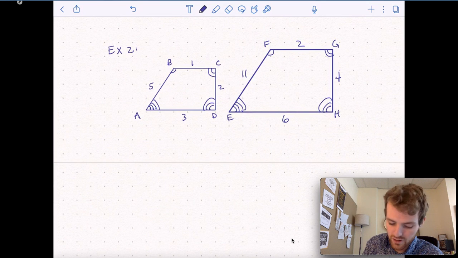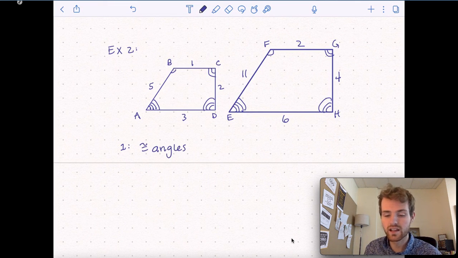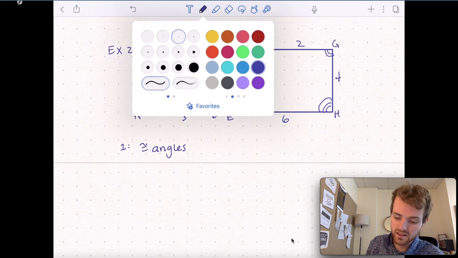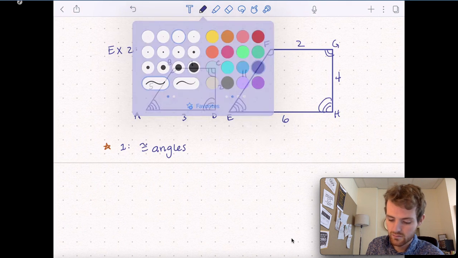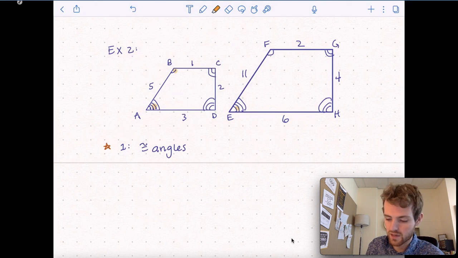Well, to show they're similar, we want to show congruent angles. Do they have congruent angles? Yes. This is kind of easy to see. We're looking for each angle to have a matching pair. Match, match, match, match.